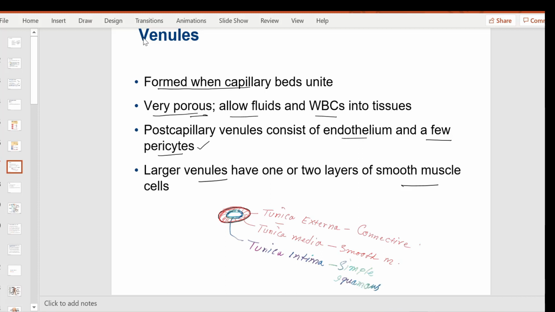Simple squamous. It is also called what? Endothelium. Endo means inside, endothelium. It makes the inner surface smooth. Okay, so blood will flow without friction. So those are three layers in the wall of an artery or a vein.